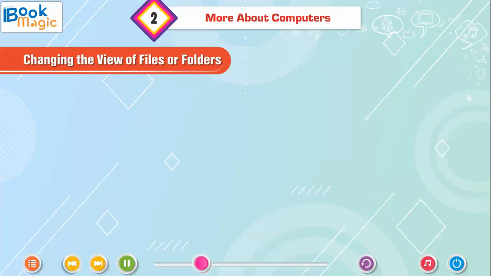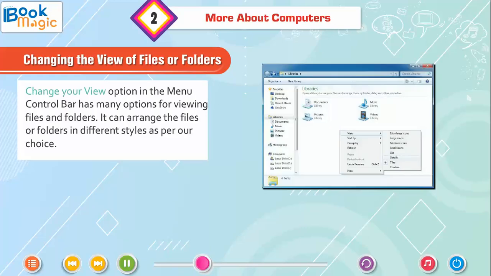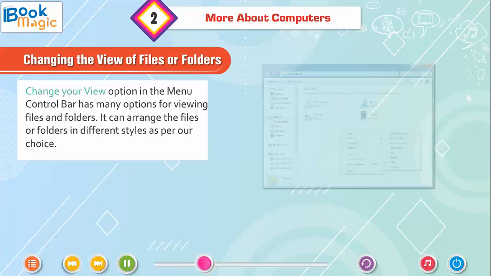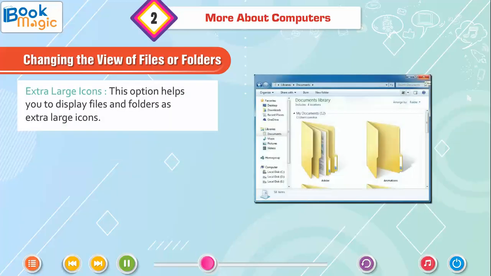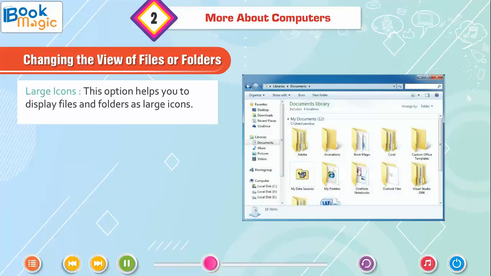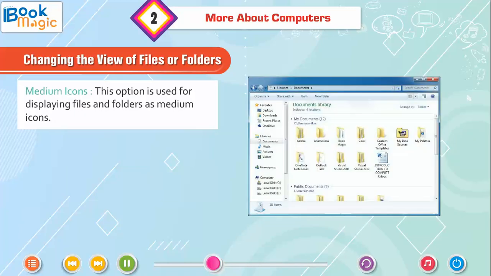Changing the view of files and folders. Change Your View option in the menu control bar has many options for viewing files and folders. It can arrange the files or folders in different styles as per our choice. Extra large icons. This option helps you to display files and folders as extra large icons. Large icons. This option helps you to display files and folders as large icons. Medium icons. This option is used for displaying files and folders as medium icons.